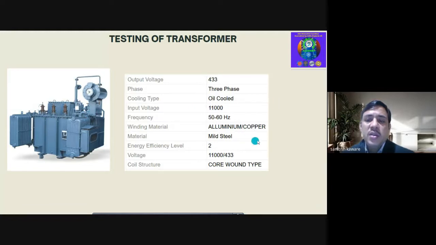And here, winding material may be aluminum or copper. Generally, whenever we talk about cost, aluminum is preferred. Otherwise, for the EHV application, you always go for copper windings. It is an 11 kV by 433 volt. This is the distribution transformer.